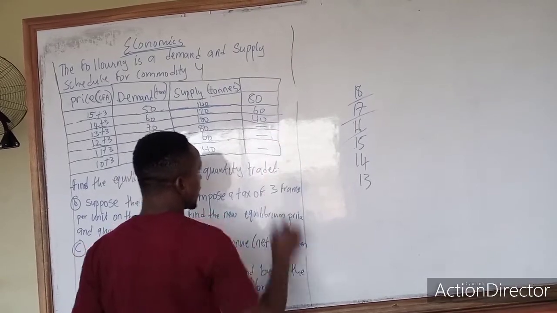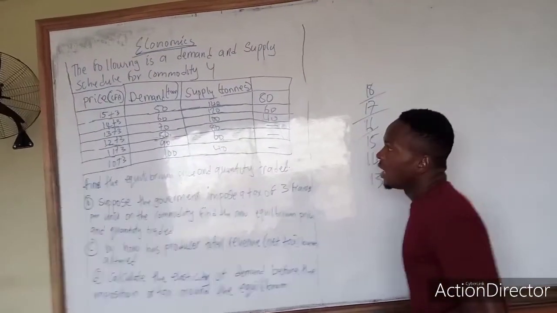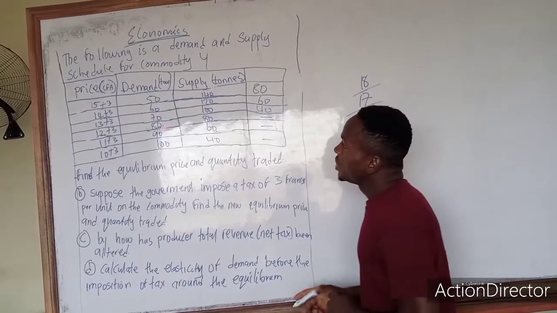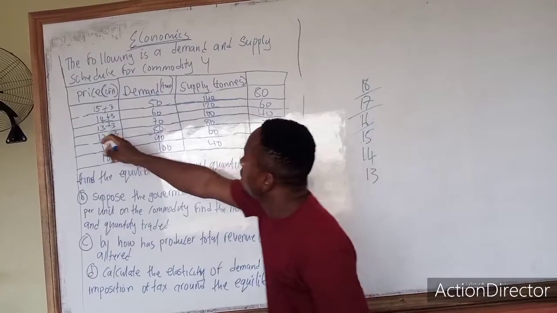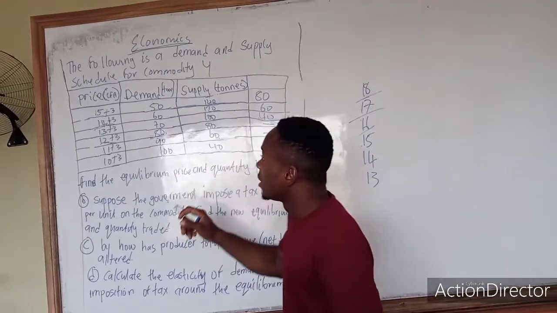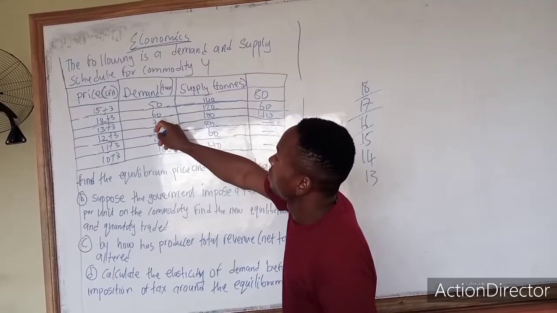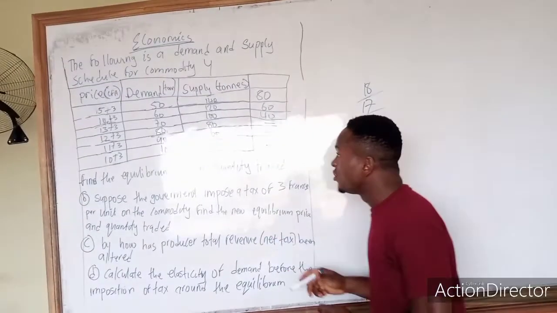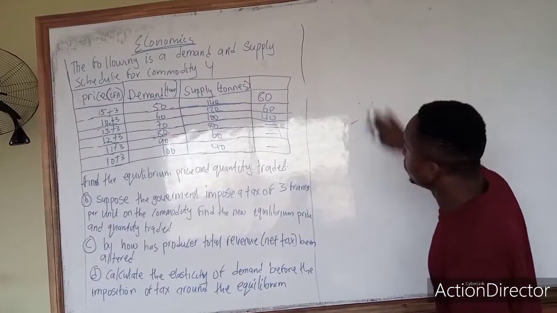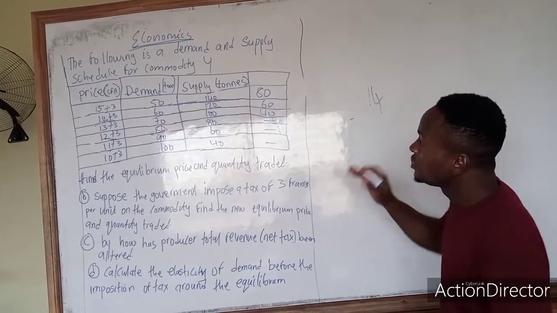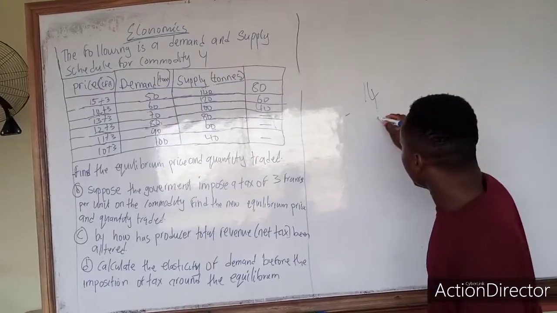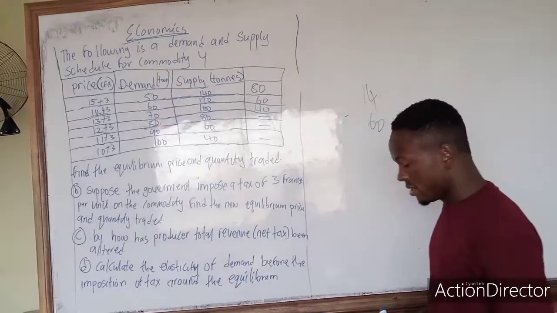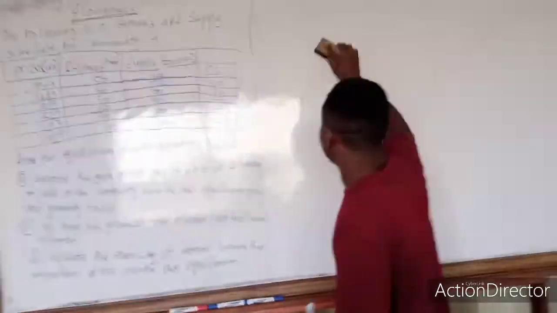This solving has been solved, and now how can we determine the equilibrium price and the equilibrium quantity? Now the equilibrium price is what? 14. Why? The quantity demanded is 60. The quantity supplied is 60. That is our new equilibrium price. So our new equilibrium price is 14. And our new equilibrium quantity is what? 60. That's what has been gotten for the new equilibrium price and the new equilibrium quantity.